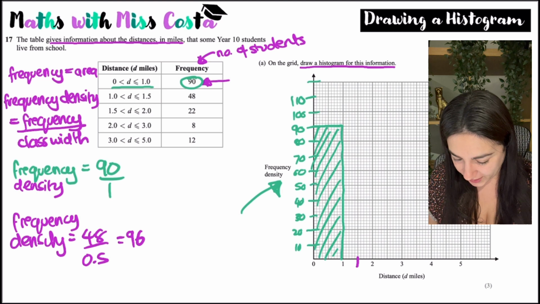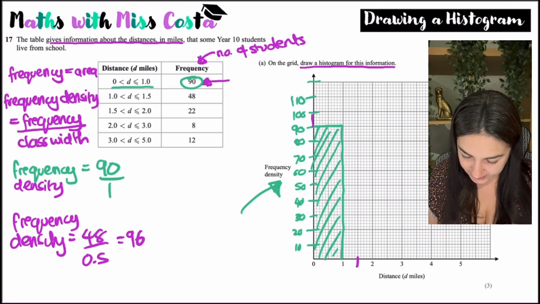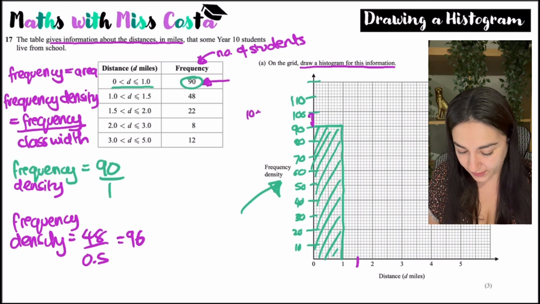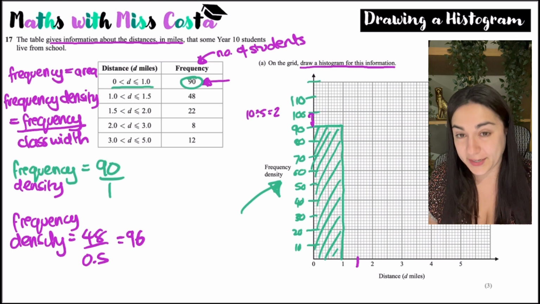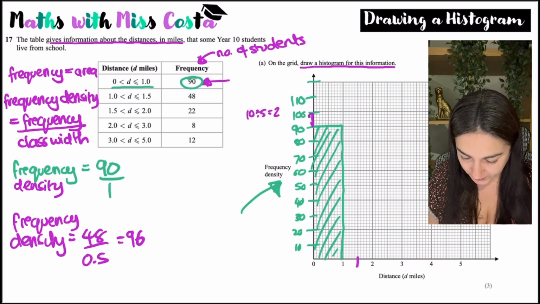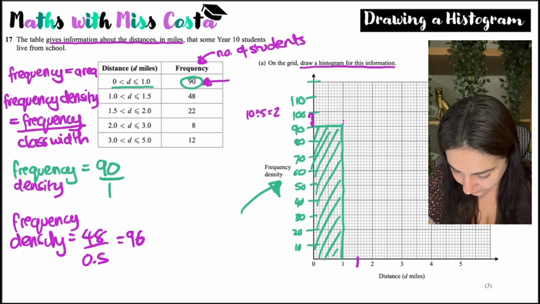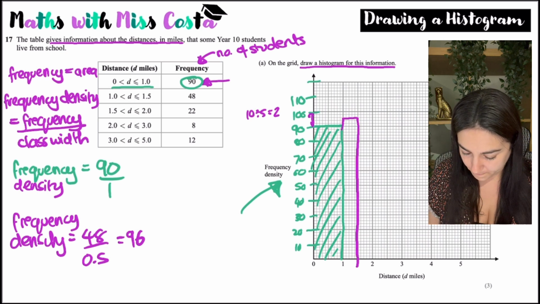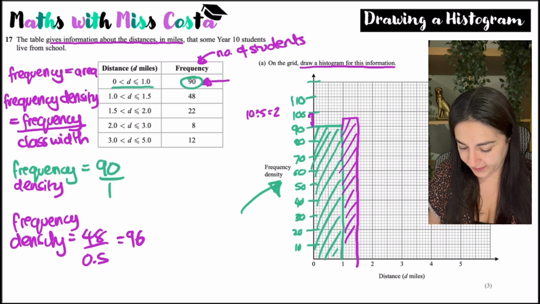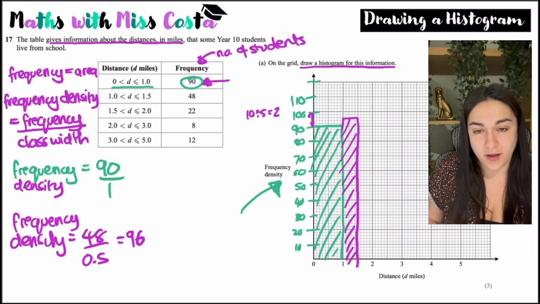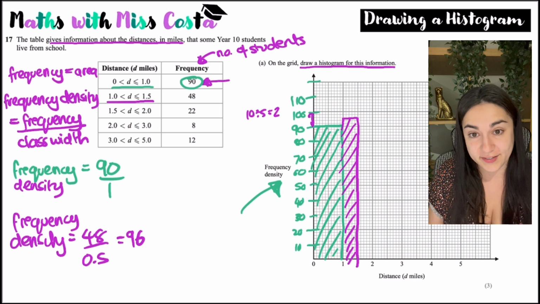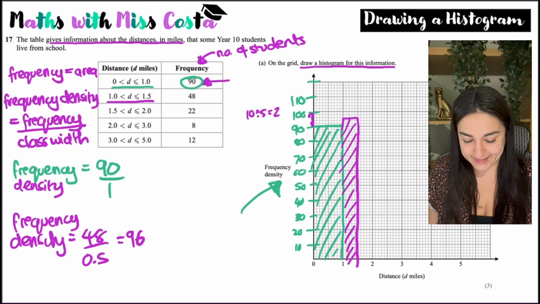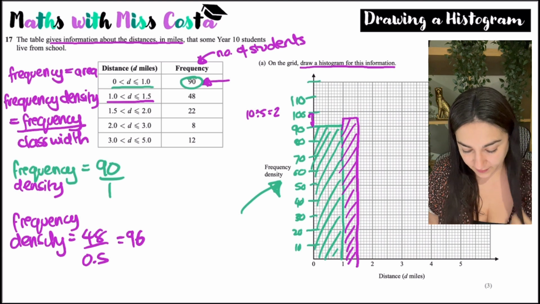This is going to be a little bit more challenging. So I've got 10 represents 5 squares. So therefore 10 divided by 5 is 2. So each little square is 2. So 2, 4, 6 would be 96. And then that would be my second bar. So remember, the bar is always going to be the width of your class interval. That's how wide your bar is, and the frequency density is whatever the frequency is divided by the class width.